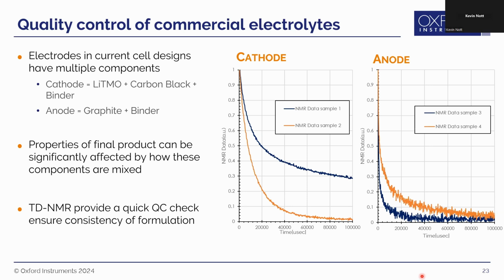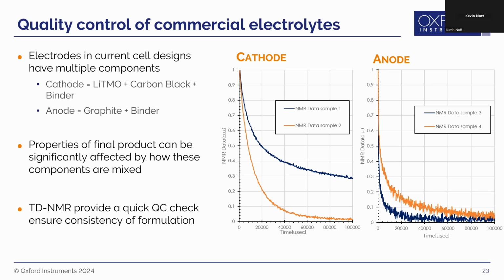However, we found that time domain NMR is a very quick and obvious test for the variability in these slurry mixtures. So we have 2 examples here where the components in the mixture were the same. The cathode mixture consisted of lithium transition metal oxide, carbon black, and binder. And the anode mixture was just graphite and the binder. And the only difference between each of those was the mixing process.